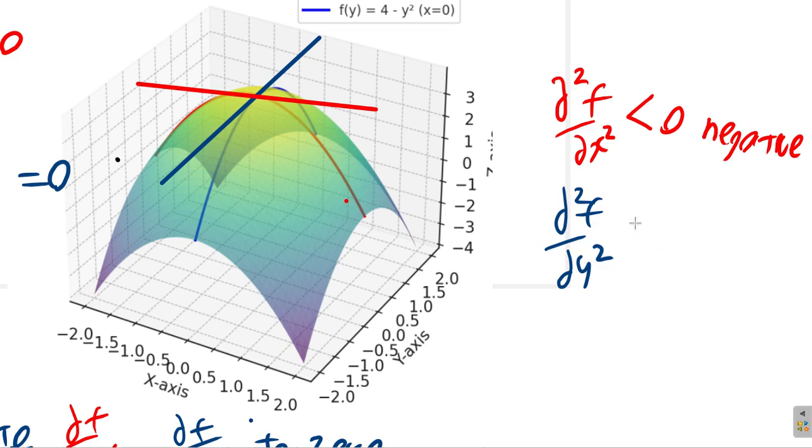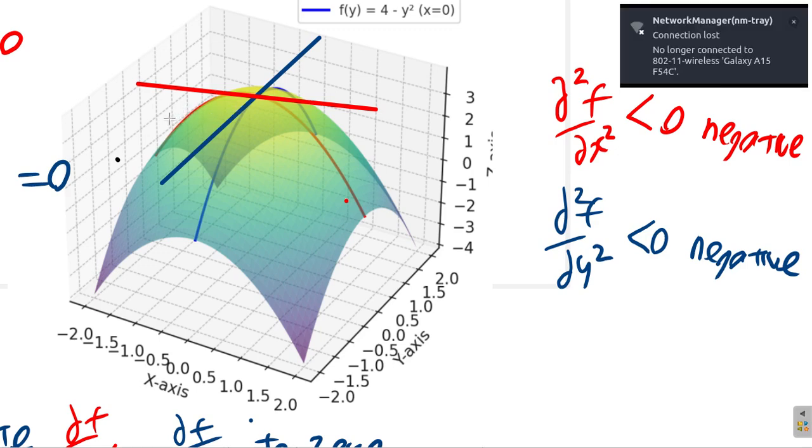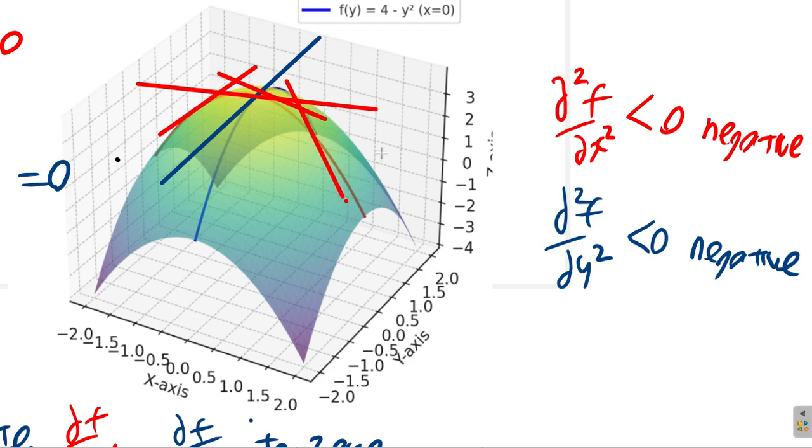But you will find that delta square f by delta y squared is also less than 0, which is negative. Alright? Remember that as you go in the positive direction along x, you would have tangent going from this to this to this, going towards a negative.